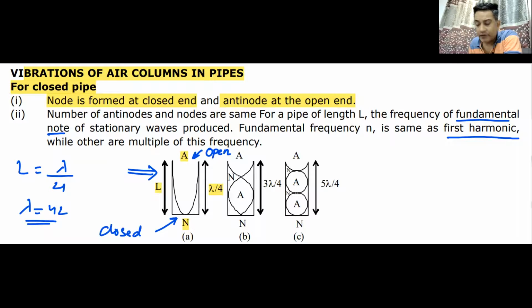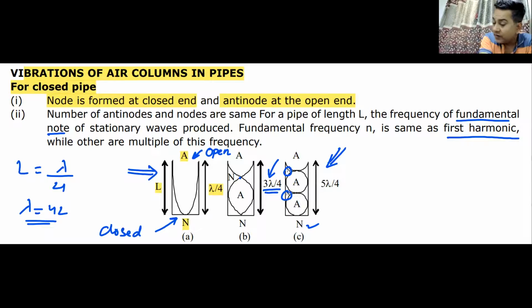Here we have one node and one antinode. This is known as the first harmonic. If you look at this, we have two nodes and two antinodes. This is known as the third harmonic. Here the length of the pipe becomes 3 lambda by 4. In the third case, we have 1, 2, and 3 nodes and 3 antinodes. Do we understand this? Yes or no? Can I have some raised hands?